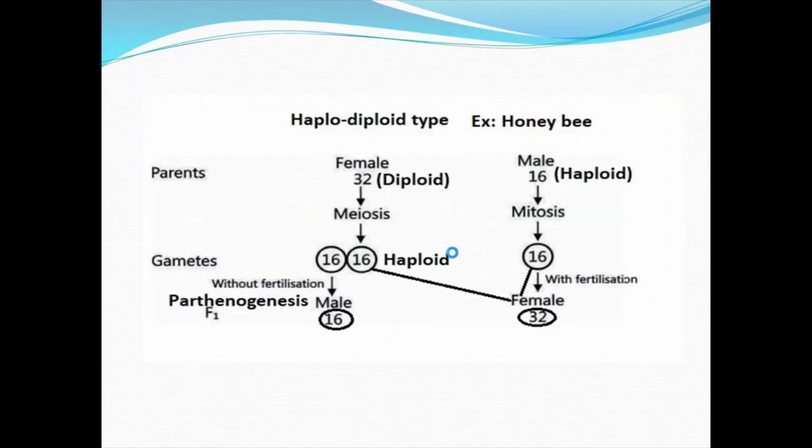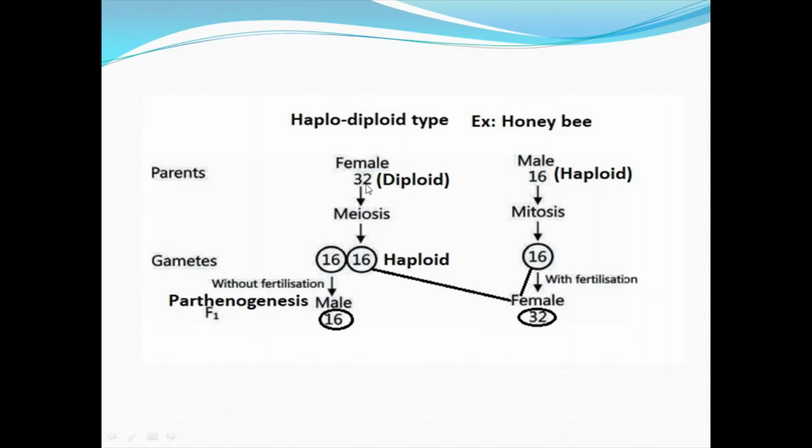The next type of sex determination is haplodiploid type. Here the females are diploid. This haplodiploid type of sex determination is observed in social insects like honeybees. So in honeybees, females are diploid and have 32 chromosomes, and males are haploid having 16 chromosomes.